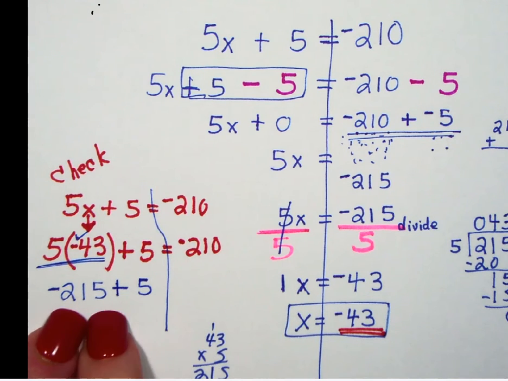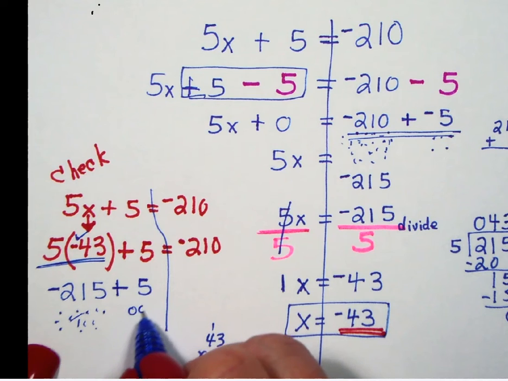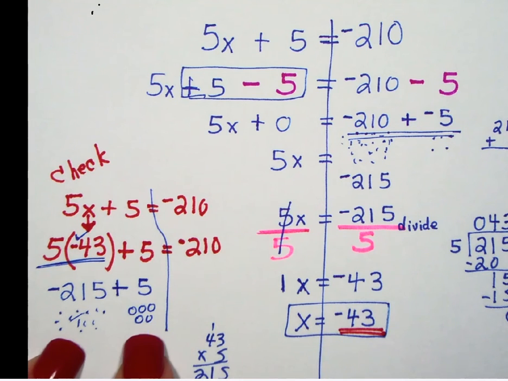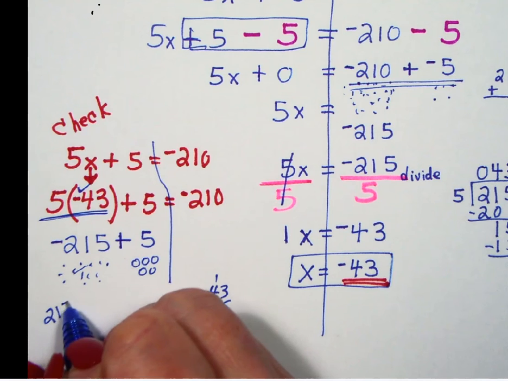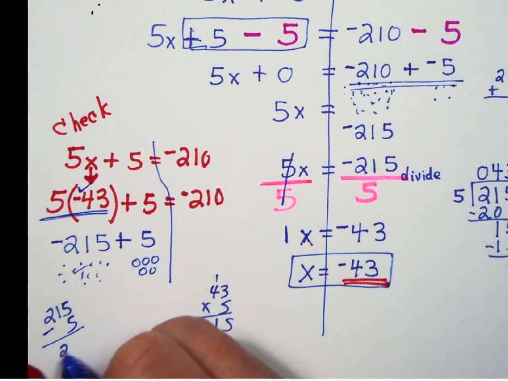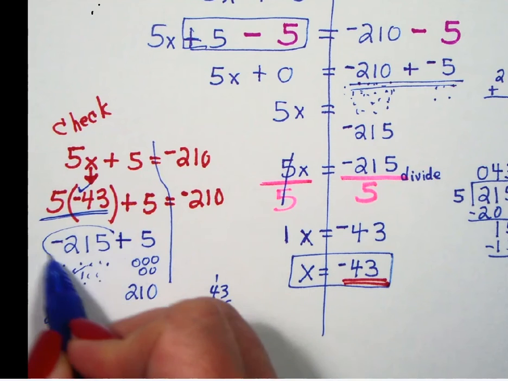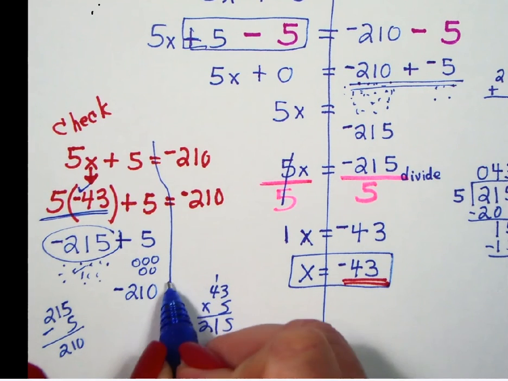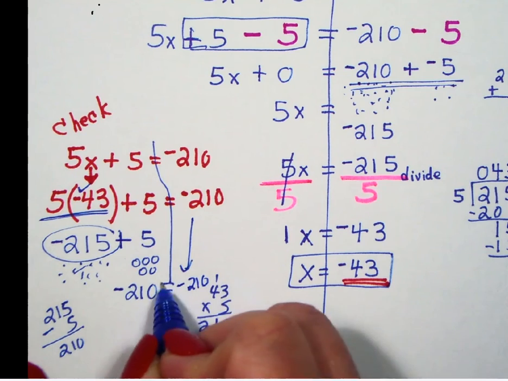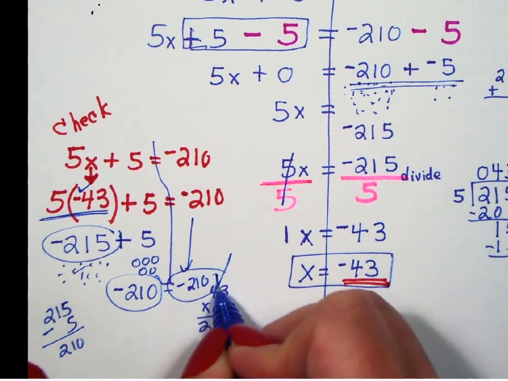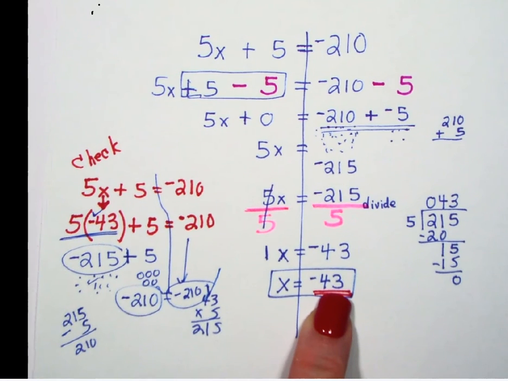Now what do we do when we're adding and we have a whole bunch of negatives and then we're adding to it positives? Do we add? No. We actually subtract. So we're going to take 215 minus 5, and we get 210, but there's more negatives, so the answer is going to be negative. Bring down this side, and we can see that our left side matches the right side, so our answer, negative 43, should be correct.